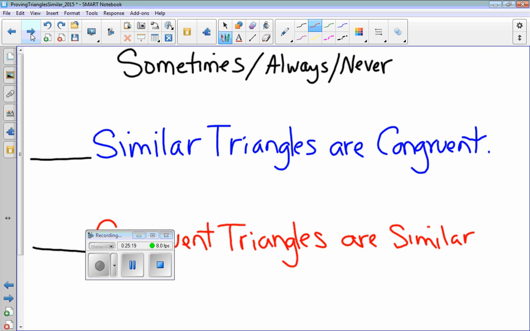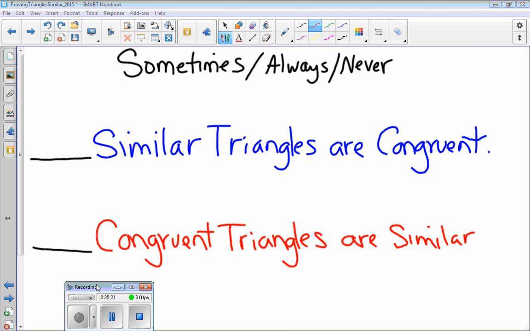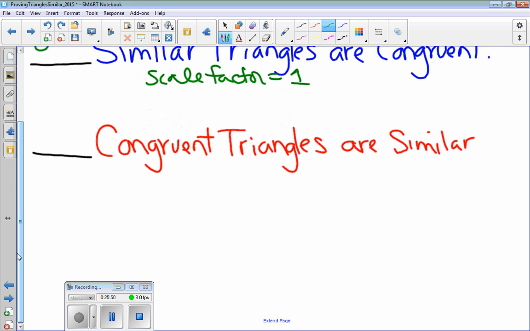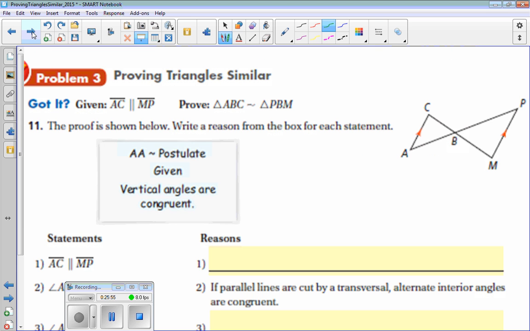Now, let's finish this first. Sometimes, always, and never. These are always popular quiz questions, aren't they? Let's read these. Similar triangles are congruent. Always, sometimes, or never. Similar triangles are sometimes congruent. And what would the scale factor have to be? Good. Sometimes, when the scale factor equals 1. How about down here? Congruent triangles are similar. Sometimes, always? Always. Very good. They're always similar. Excellent.